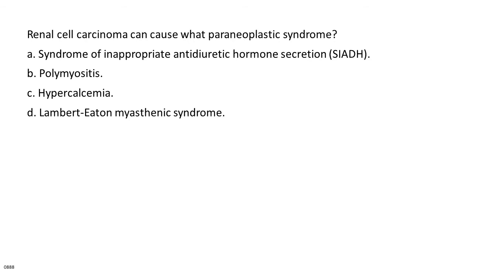Renal cell carcinoma can cause what paraneoplastic syndrome? A. Syndrome of inappropriate antidiuretic hormone secretion, SIADH. B. Polymyositis. C. Hypercalcemia. D. Lambert-Eaton myasthenic syndrome.